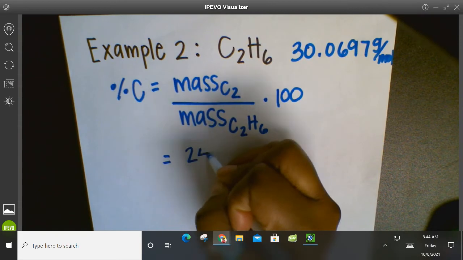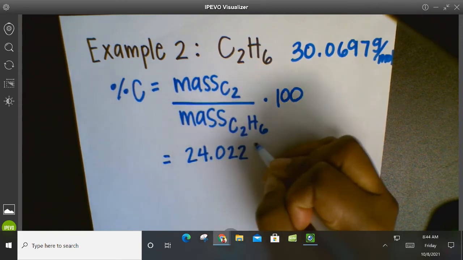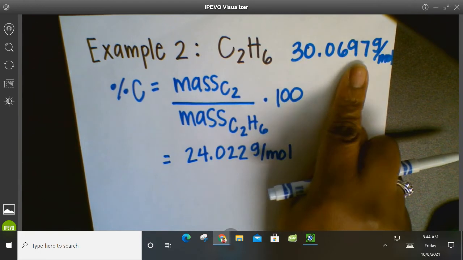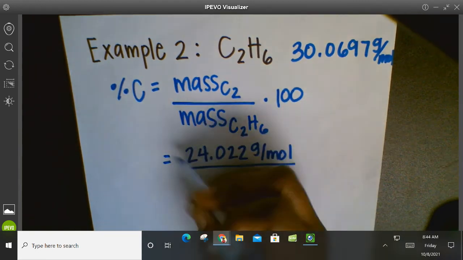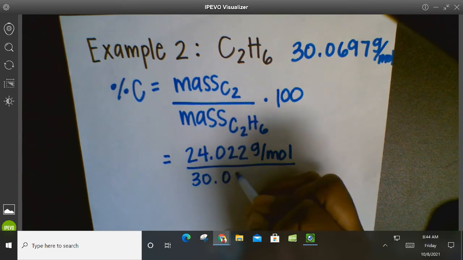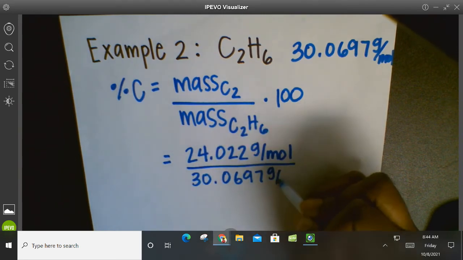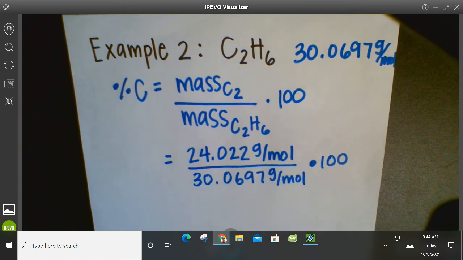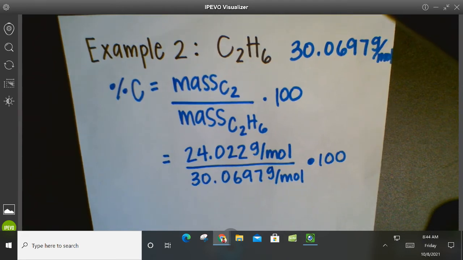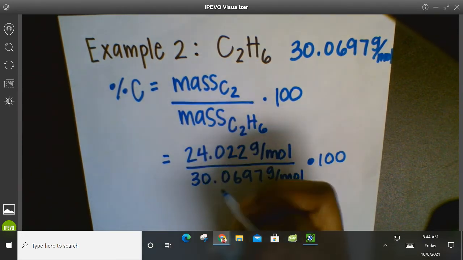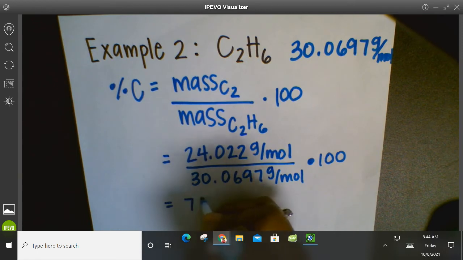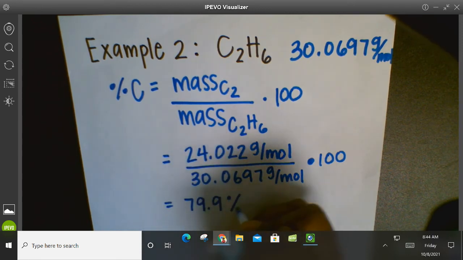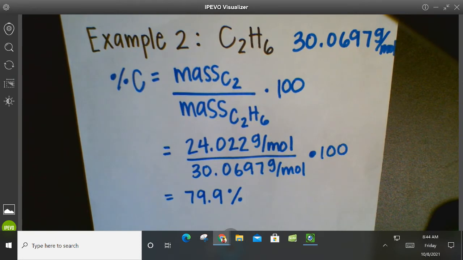Okay, and so to get started, I do the mass of the 2 carbons, which is going to be 24.022 grams per mole. I already calculated the mass of the entire compound, which is 30.0697 grams per mole. And then I'm going to multiply that by 100. And so when I go through that process, 24.022, divide that by 30.0697, of course multiply it by 100, I get 79.9%. So that's the percent carbon in this compound.